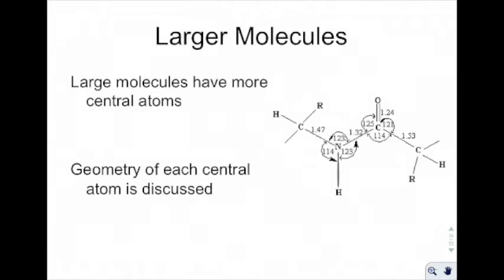Another thing for large molecules: whenever you look at large molecules, they have more than one central atom. You can't talk about the geometry of the entire molecule. Instead, you talk about the geometry of each central atom. So you'd say, okay, here's carbon number one. Carbon number one should be tetrahedral. Here's nitrogen. Nitrogen number one should be tetrahedral. When I look at carbon number two, it should be trigonal planar, and so forth and so forth and so forth. You can't talk about the geometry of the molecule as a whole if it has more than one central atom.